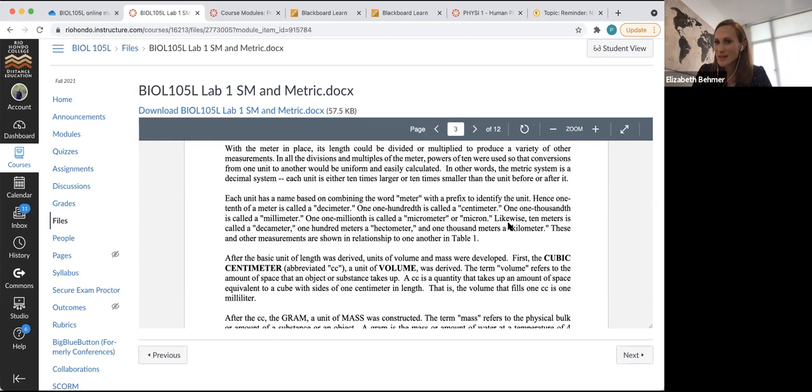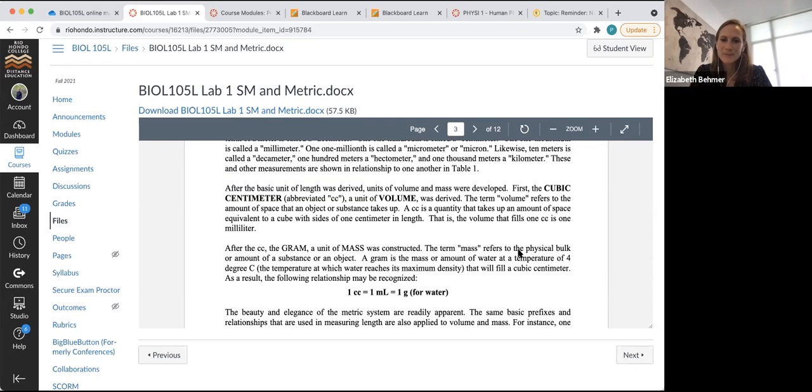1/1000th is called a millimeter. So there's 1,000 little tiny lines in a meter stick called millimeters, and 1/1,000,000th of a meter is called a micrometer. Likewise, if we put 10 meters together, we get a decameter. 100 meters together is a hectometer, and 1,000 meters together is a kilometer. And these and other measurements are shown in the relationship in the table shown below.